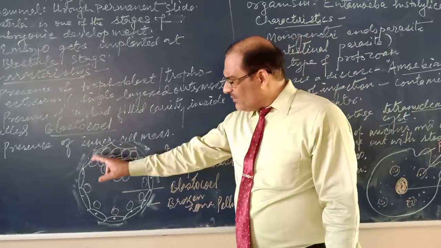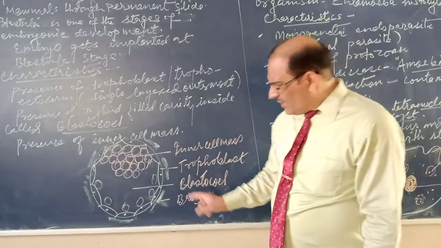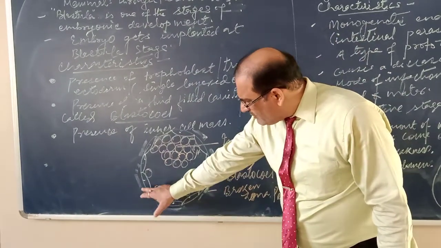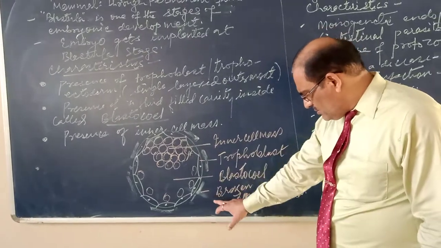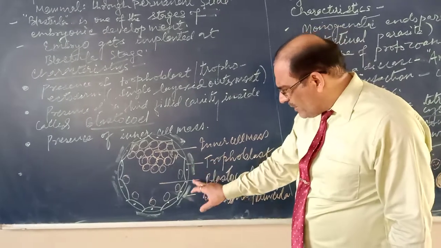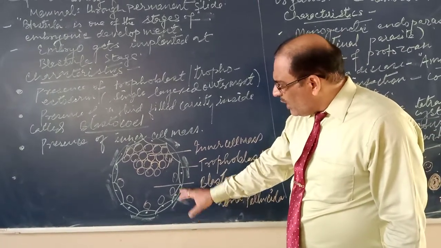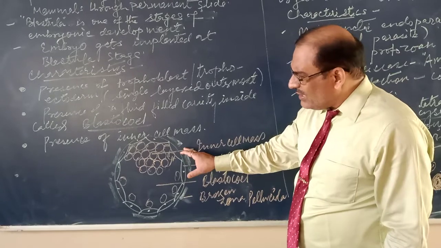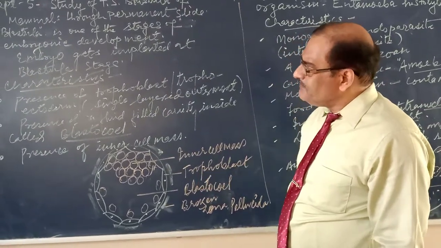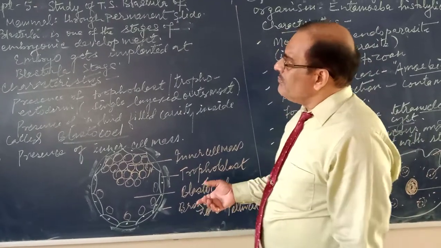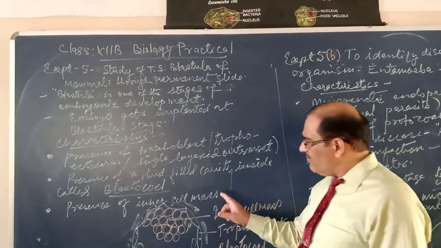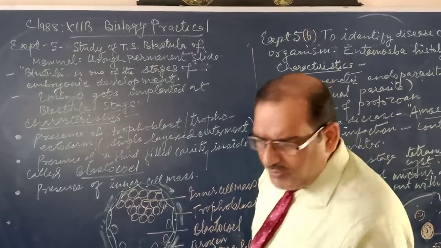So this is the TS of blastula. You can see the outer layer, the broken outermost covering. This broken covering is the broken zona pellucida. After the breaking of the zona pellucida, it becomes sticky and gets implanted into the endometrium of the uterus. So this is about the study of TS blastula of mammal. This was the fifth practical.